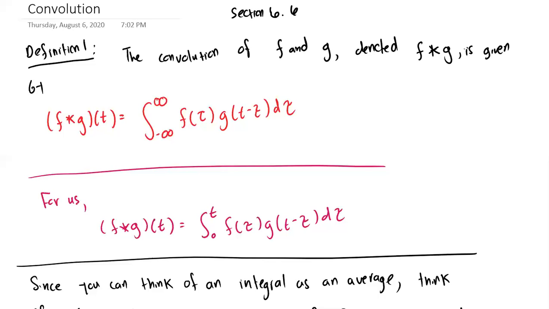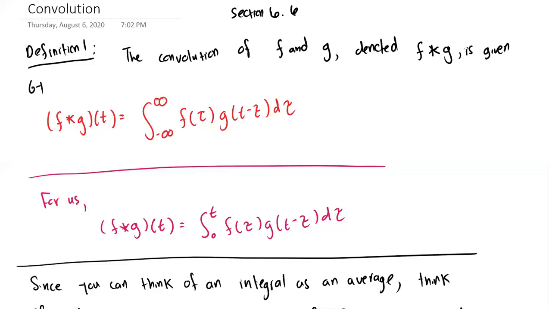So first, let me define what a convolution is. It's just defined as an integral, right? So it's not very complicated. A convolution of a function f and a function g, which we're going to denote as f asterisk, or star, g, is given by, and notice it's going to be a function of t, f star g of t equals the integral from negative infinity to infinity of f of tau, where tau is just a dummy variable, times g of t minus tau d tau.